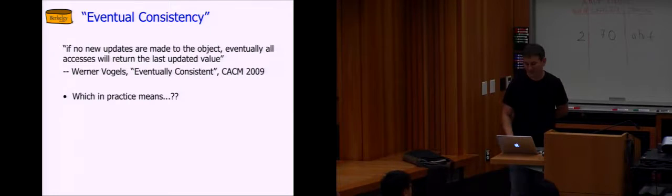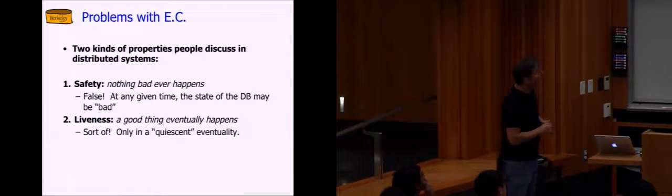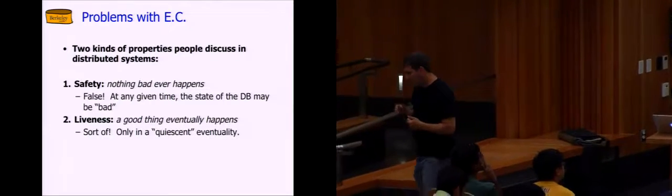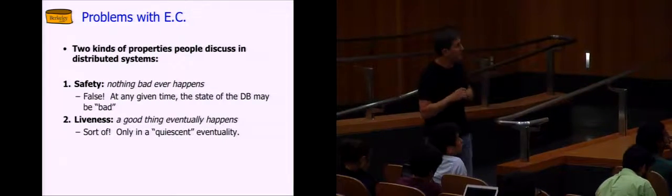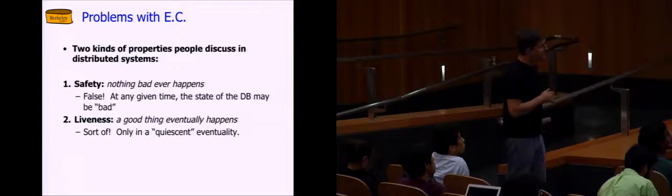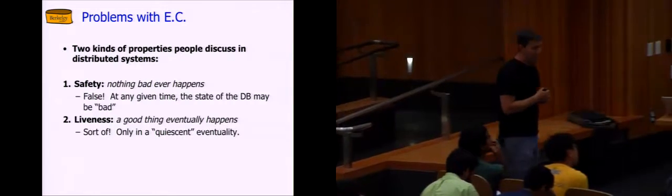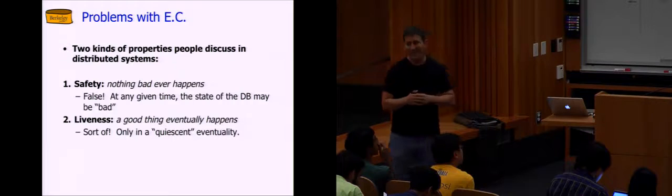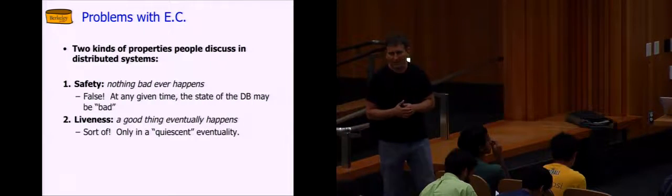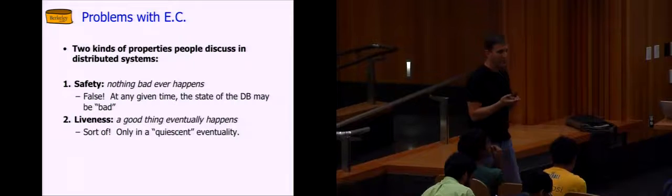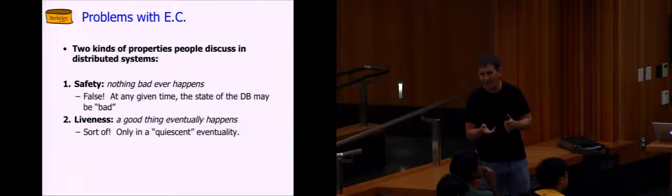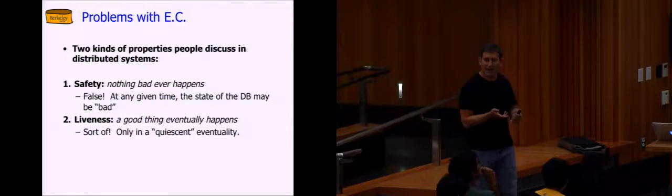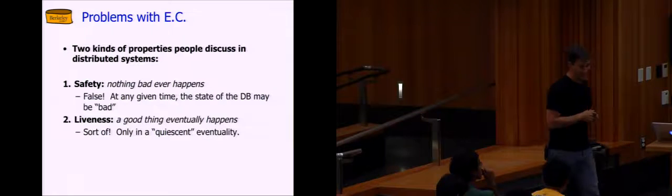Okay, sounds nice. So here's the kinds of problems you can have. There's two things that people like in distributed systems. They're called safety and liveness. Safety is the idea that nothing bad ever happens. So could something bad happen in an eventually consistent system? Sure, you bet. At any given point in time, the system is bad. Right? It's got multiple versions. You don't know if you're reading the latest one. The versions may conflict. Right? Things could be bad at any snapshot in time. So it's definitely not a safety property.